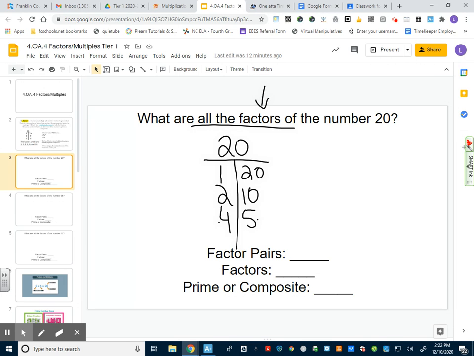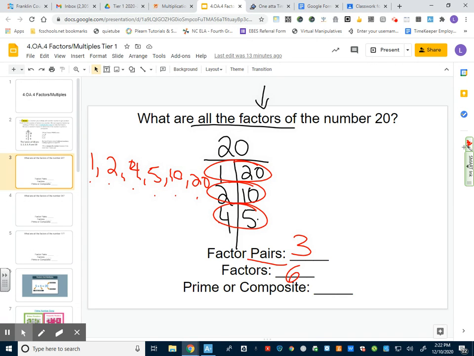Well, how many factor pairs? 1 pair, 1 times 20, 2 pairs, 2 times 10, 3 pairs, 4 times 5. Well, how many factors? Well, if I list these factors, 1, 2, 4, 5, 10, 20 are all factors of 20. So that's 1, 2, 3, 4, 5, 6 different factors.